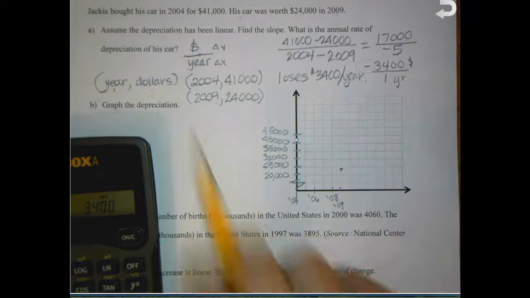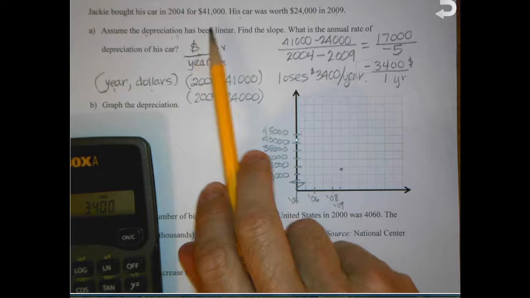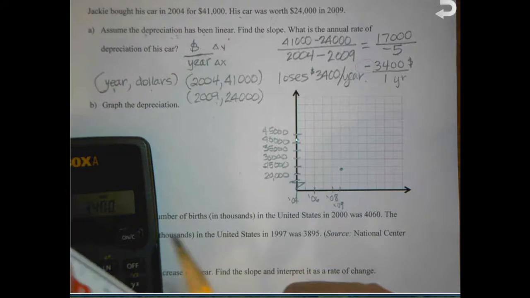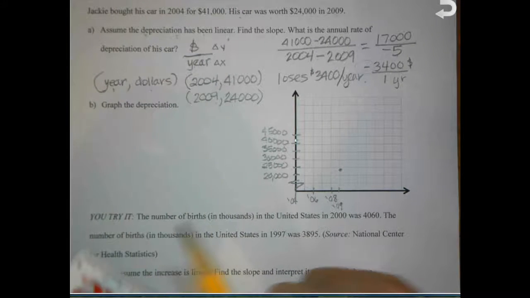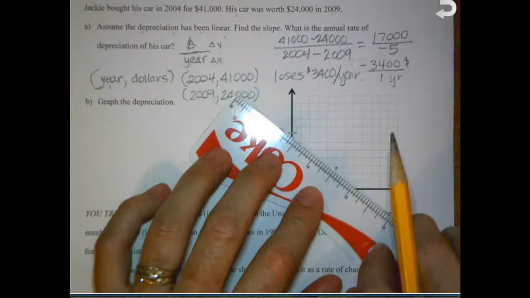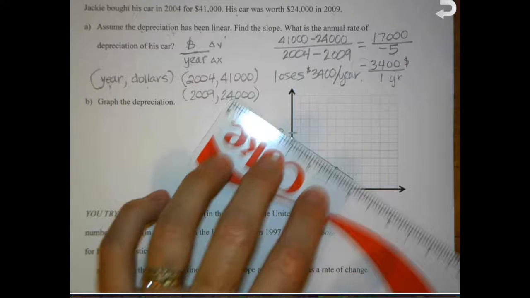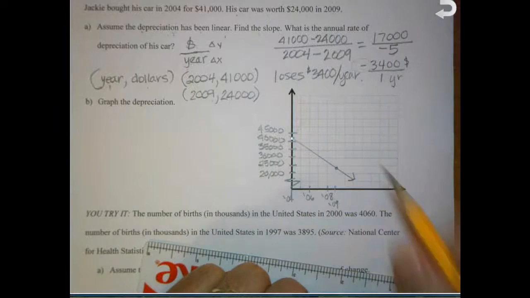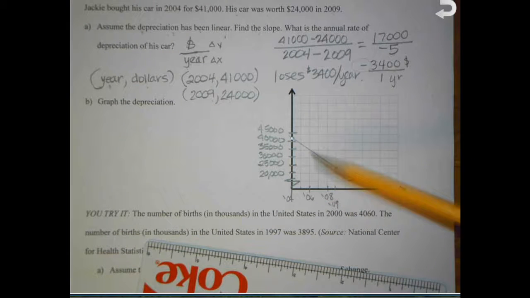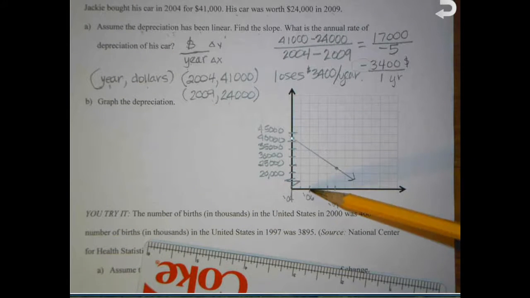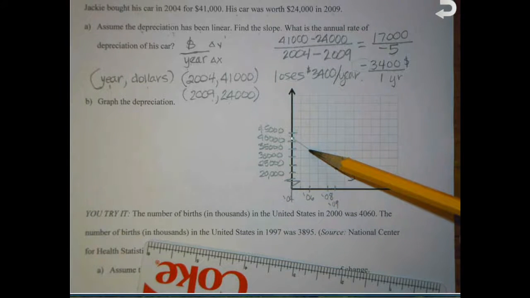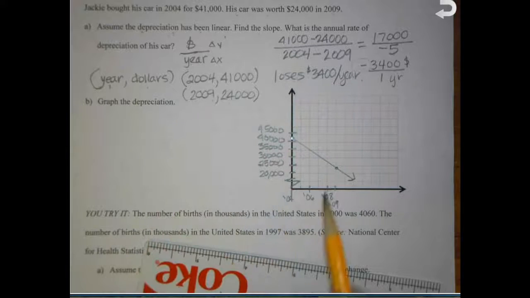And it says assume the depreciation has been linear, and that's been kind of key in what we're doing here. We're assuming it's a straight line, and because we've done that, assumed it's a straight line, then we can make a graph that goes in this direction. We can also predict values. Since we're assuming it's a straight line, we can say in 2006 it was worth about $35,000. So there's the graph of the depreciation.